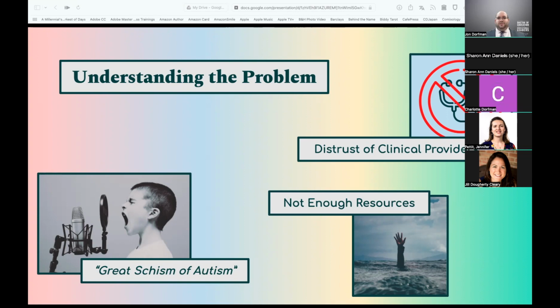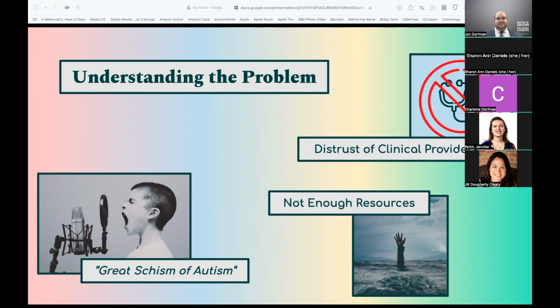Young autistic adults tend to distrust their clinical providers, such as doctors, therapists, educators, caregivers. Oftentimes, they like to diagnose themselves rather than get a clinical diagnosis, which, for those who are unaware, if you think there's an inaccessibility of resources as an adult on the spectrum with a diagnosis, good luck trying to get that without a diagnosis on the record.